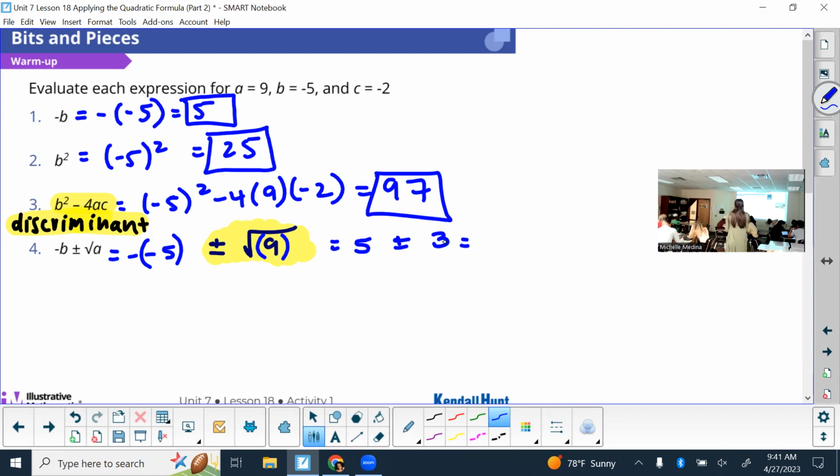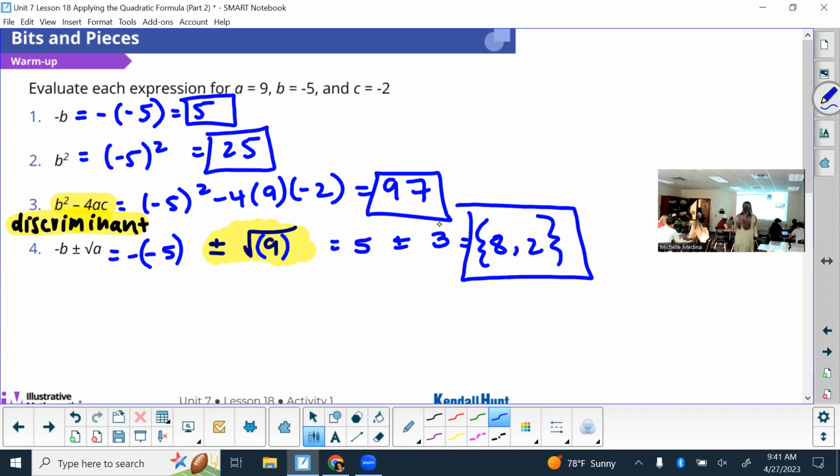So what's 5 plus 3? And then what's 5 minus 3? All right, and I wrote it like this. This kind of just shows you that X could be either of those numbers. It's not a coordinate. It's just telling you X could be 8 or 2. Yes. Okay, questions on the warm-up?